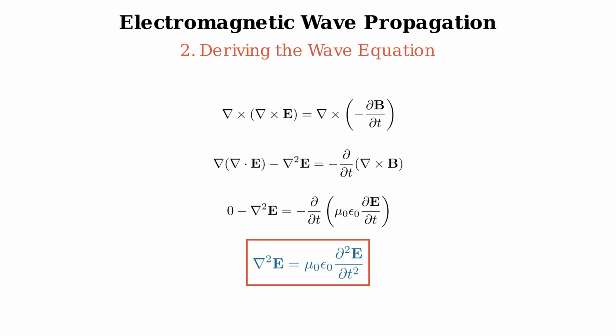On the right side, we swap the spatial curl and the time derivative, and substitute the Ampere-Maxwell law. This gives minus μ0 ε0 times the second time derivative of E. Cancelling the minus signs yields the classic 3D wave equation for the electric field. An identical equation holds for the magnetic field.